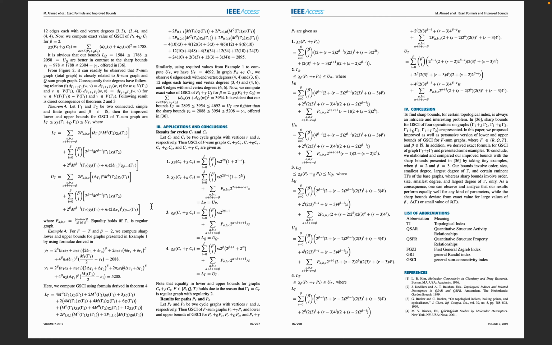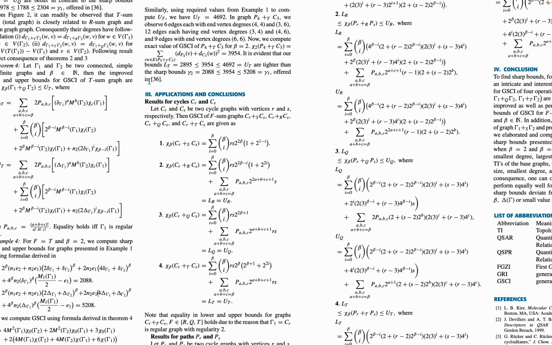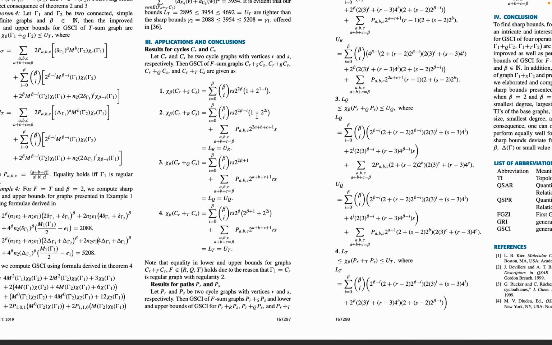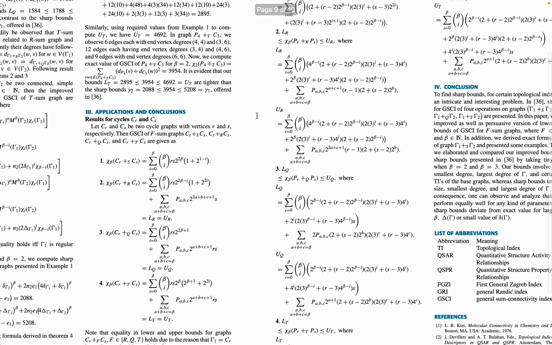And the applications and conclusions are results of the cycles Cr and Cs. Let Cr and Cs be two cycle graphs with vertices r and s respectively. The GSCI of F-sum graphs is given here below, and also here they give the results for paths Pr and Ps.